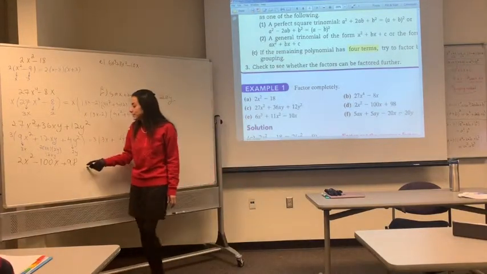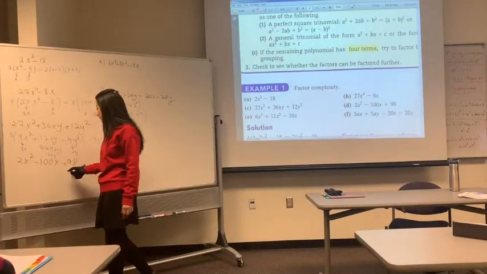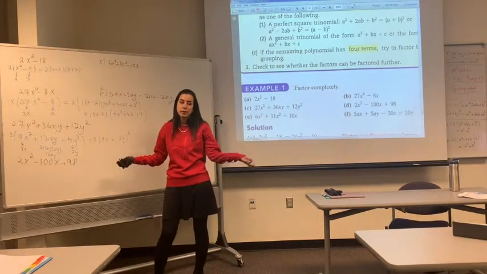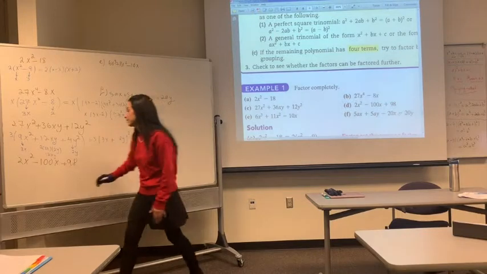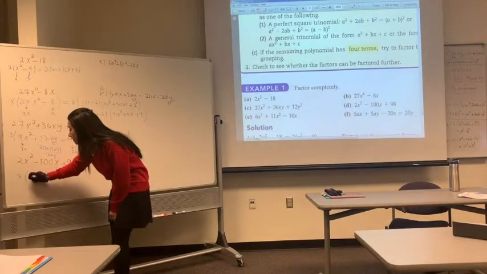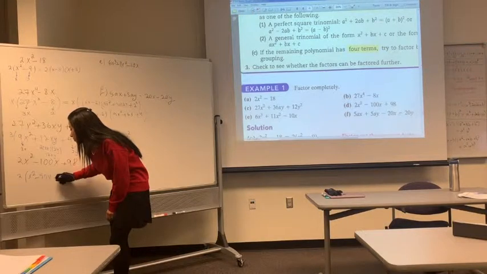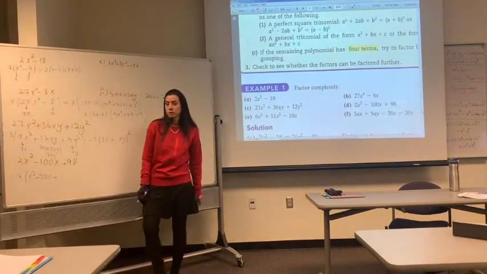So this one says we have 2x squared minus 100x plus 98. 2 is common between all of this, right? So we bring out 2. We have x squared minus 50x plus 49.